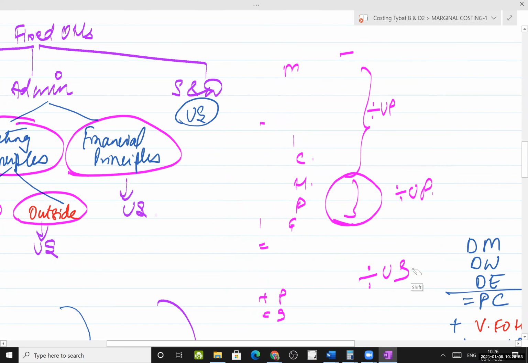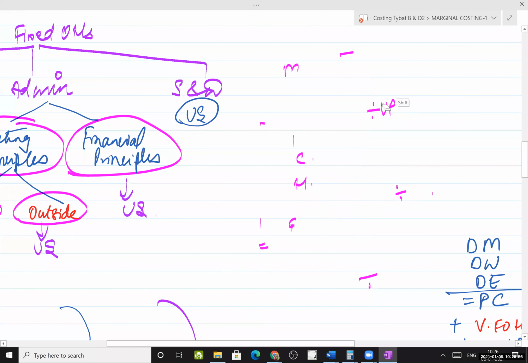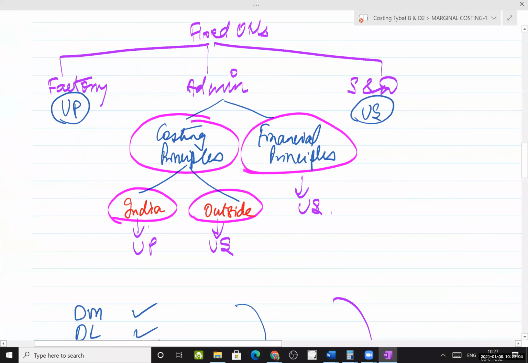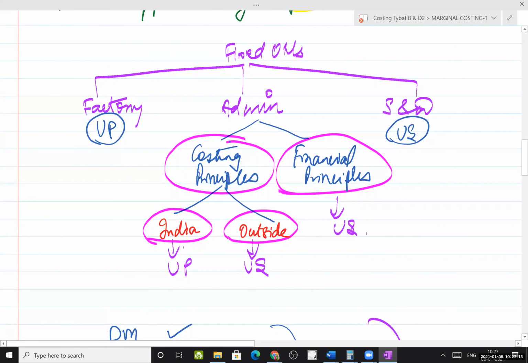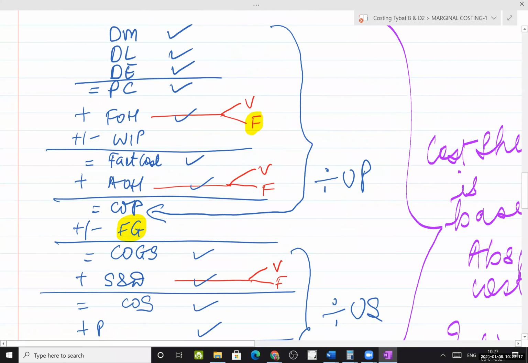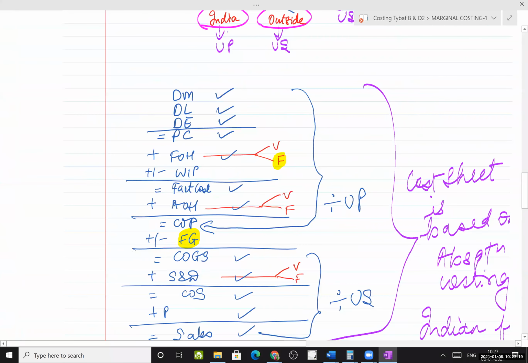Is it clear to you? Just acknowledge it in the chat box. Okay, fine. Thanks. Okay. So now see how the basis changes, India wala and outside India. Okay, please note down these things. Note down this.